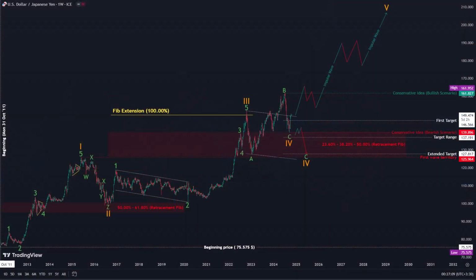Let's examine the market for the currency pair of the US dollar and Japanese yen. Since October 2011, the dollar has been appreciating against the yen. Interestingly, recent declines in the dollar have not significantly affected this upward trend. The current pattern can be interpreted as either a zigzag or an impulse pattern. However, I am considering it as an impulse pattern within a bullish market scenario.